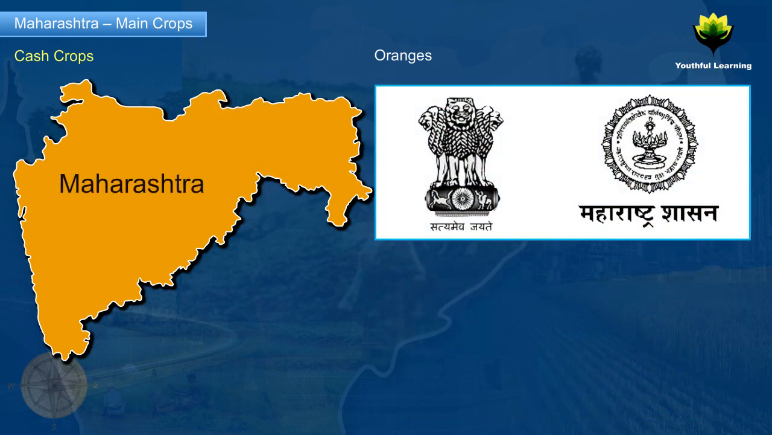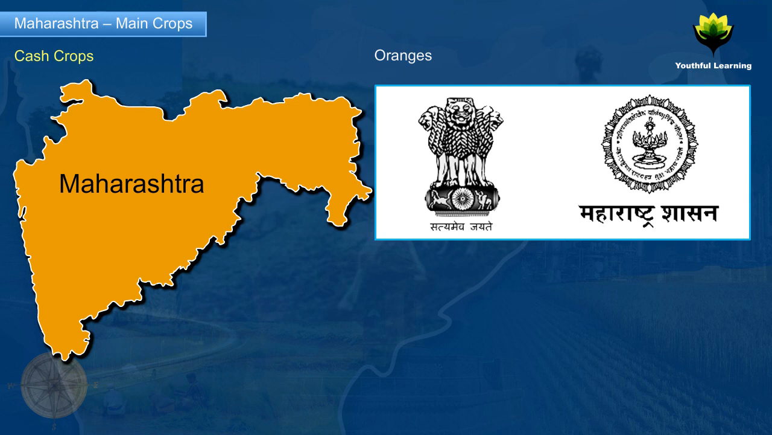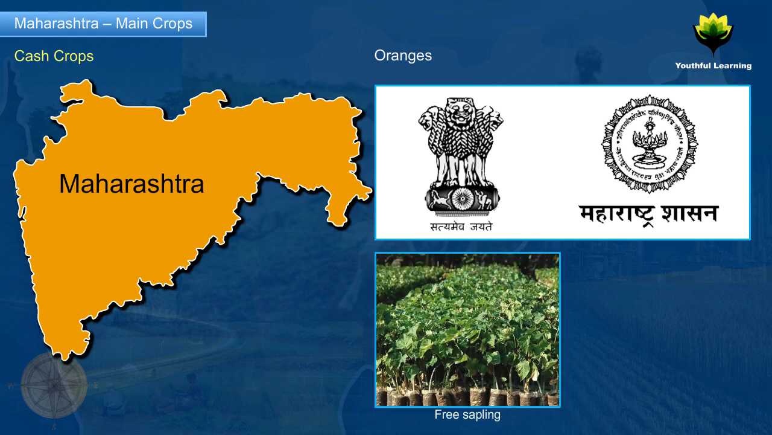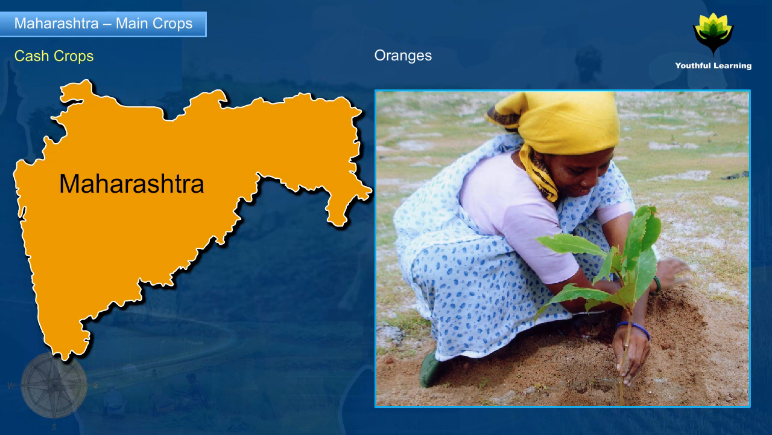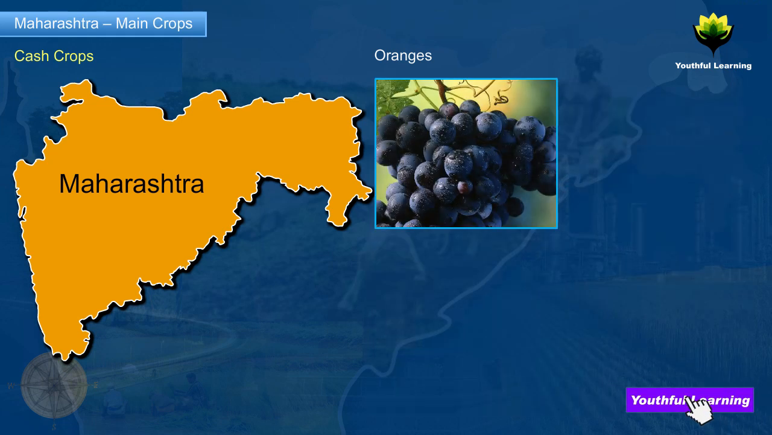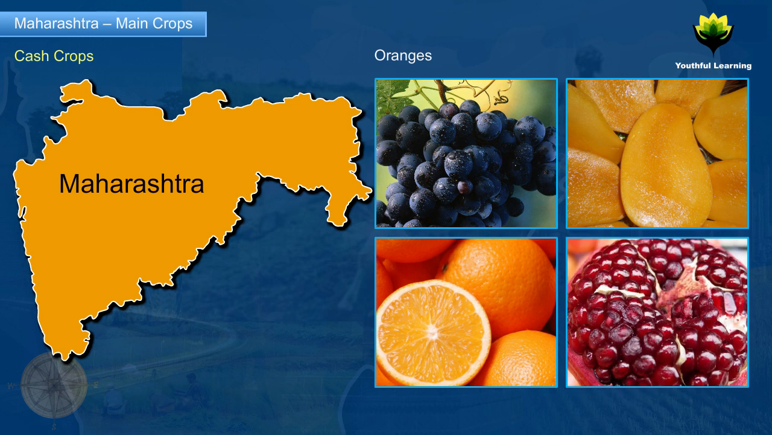The Maharashtra government has introduced a special program to develop horticulture in drought-prone areas. The government provides free saplings and allows subsidies to farmers for maintenance of trees. This in turn helps protect the environment, apart from just providing us with juicy fruits. Thus, it becomes quite important to spread this program as much as possible across the state.